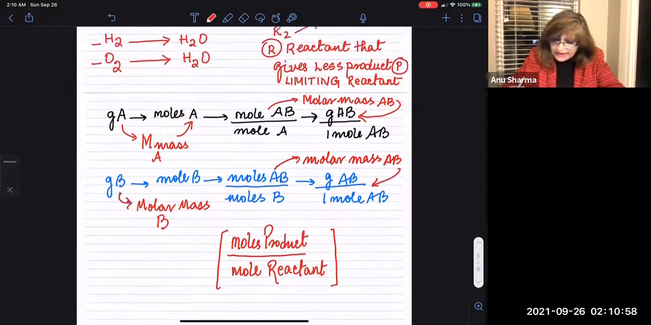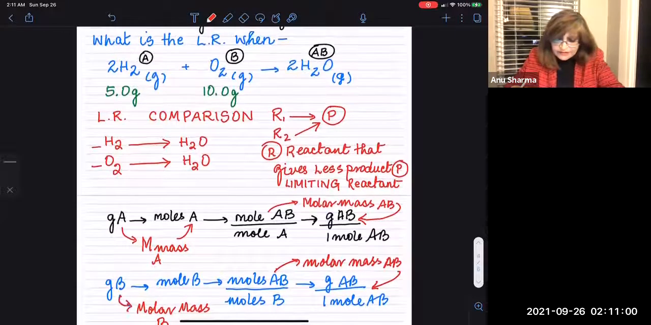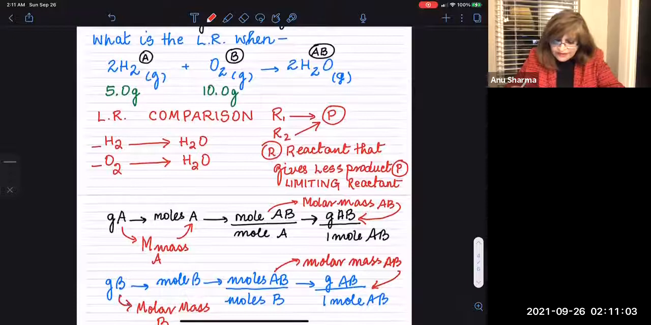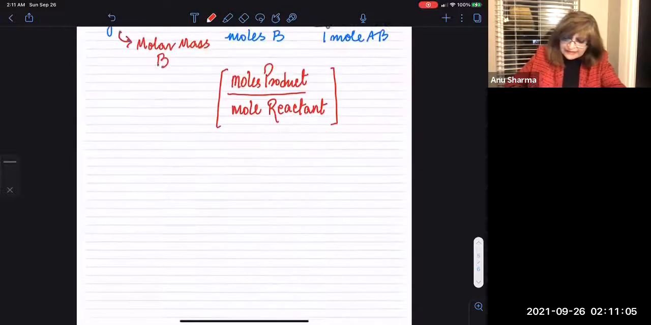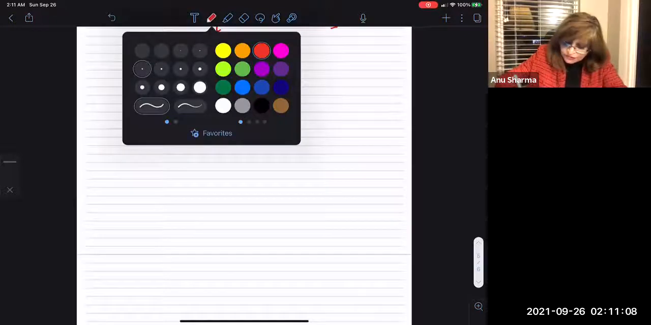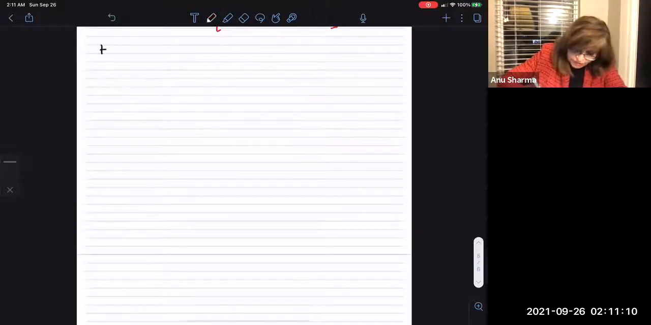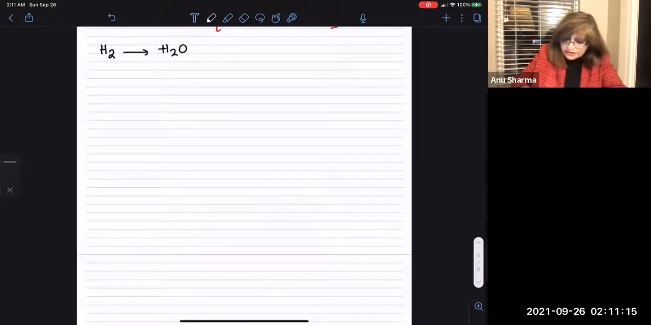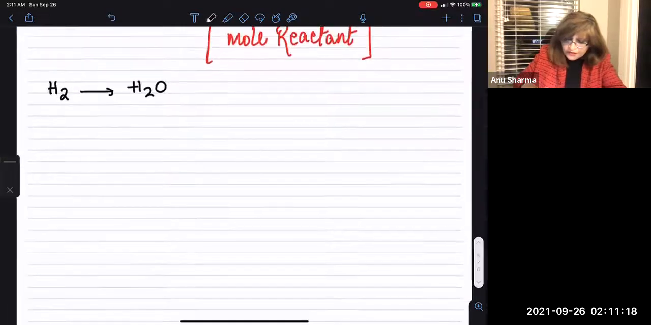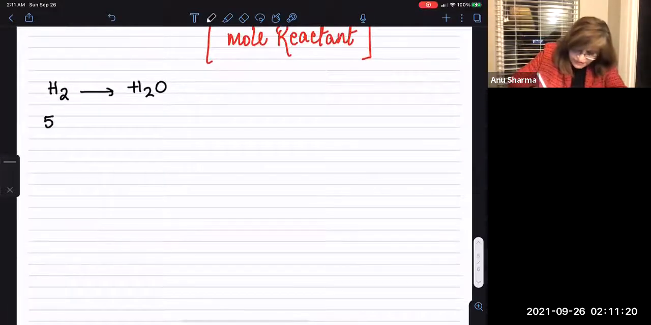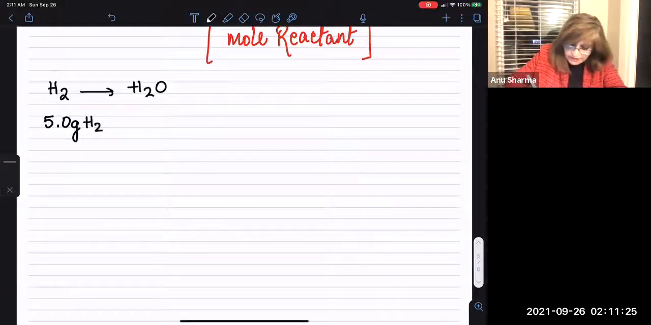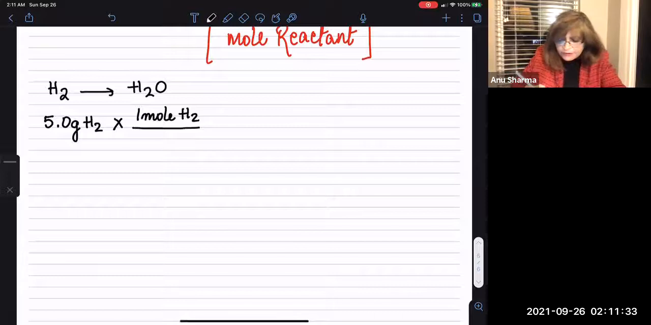So let's look now at this problem in which we are given 5 grams of hydrogen. And let's see how much water you can produce. So first is the relationship of hydrogen to water. So we are given 5.0 grams of hydrogen. Convert that to moles, 1 mole of hydrogen over the grams of hydrogen.